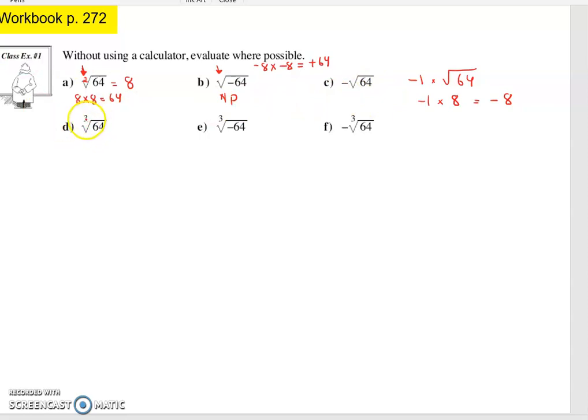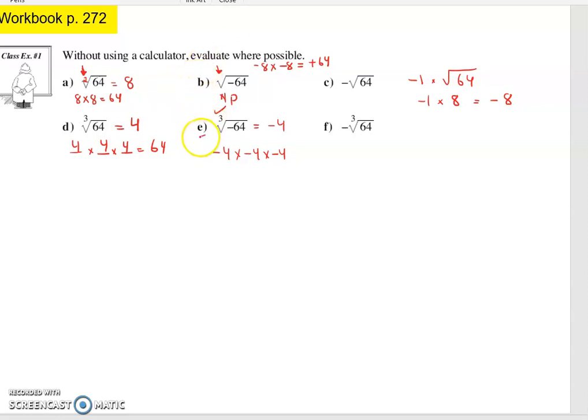This one here is asking me to find the cube root of 64. So that is a number multiplied by itself 3 times to give me 64. And the answer to that is 4. 4 times 4 times 4 is 64. Now again, here the negative is inside, but I'm okay because this is an odd index, and negative 4 multiplied 3 times will give me negative 64. So that is the answer.